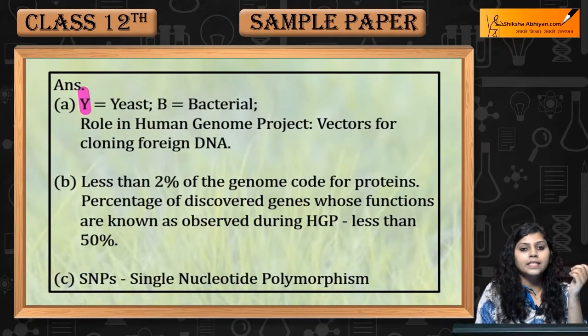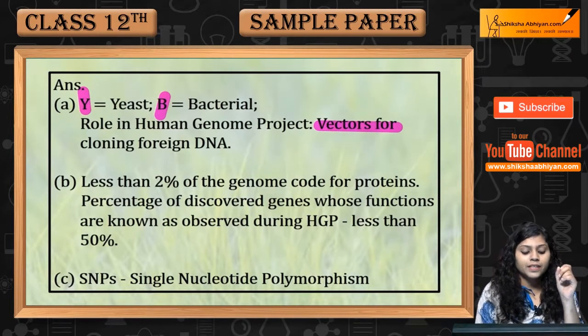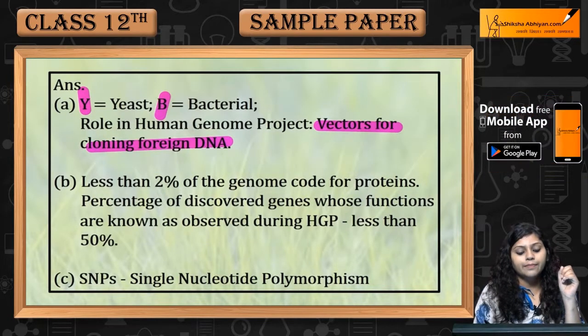सबसे पहले Y is yeast और B is bacterial. रोल है इनका ह्यूमन जीनोम प्रोजेक्ट में, they work as a vector for cloning foreign DNA.